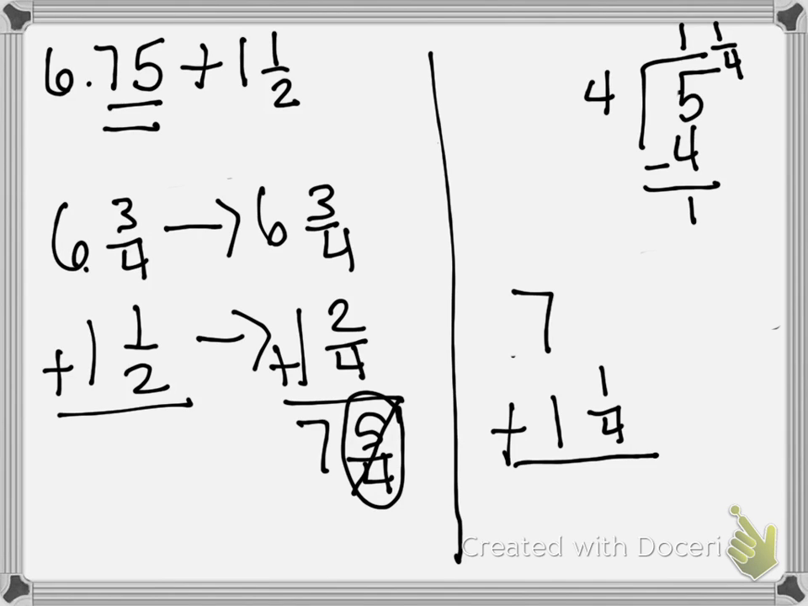So we're going to add, we're going to bring down the 1/4. And then you're going to add 7 plus 1. And the answer is 8 1/4.